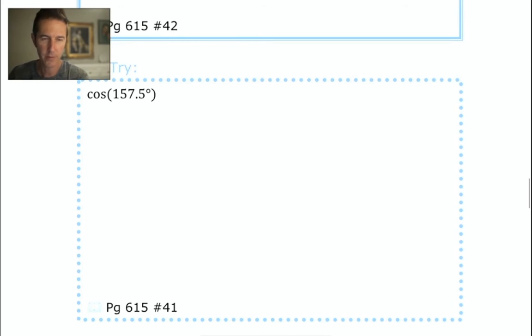What is 157.5 times 2? Cosine of something divided by 2. 315. Where's 315 degrees? I work with radians mostly. I'm not even sure where that is. 315 degrees out of 360. Oh, it's 45 degrees short of a full rotation. So we're right in the middle of the fourth quadrant.